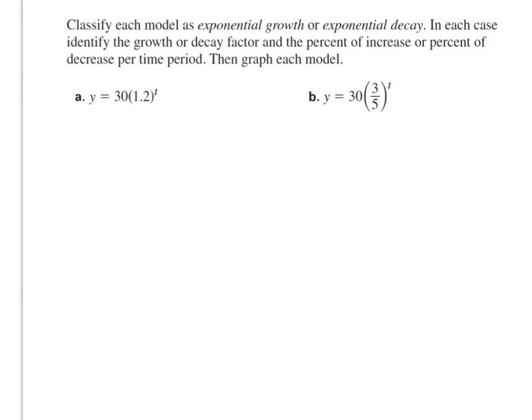So sometimes you're just trying to determine if something's exponential growth or decay, and that's pretty easy. Just look inside the parentheses. It's bigger than 1, it's growth, that 1 plus r. If it's between 0 and 1, then it's decay, like the 3/5 here. So B, of course, is decay and A is growth.